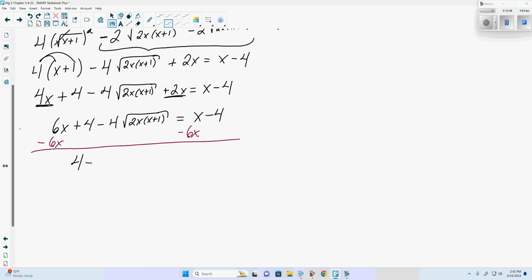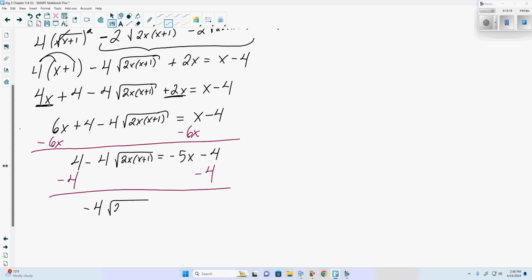Now, once we get rid of all of the radicals, all the square roots, cubed roots, any of those, then we're going to put both sides to the nth power, square it one more time, and then get it 0. Because once we get all the radicals gone, then we'll get it equal to 0. Then we're going to minus 4, telling us negative 4 square root of 2x times x plus 1 is equal to negative 5x minus 8.